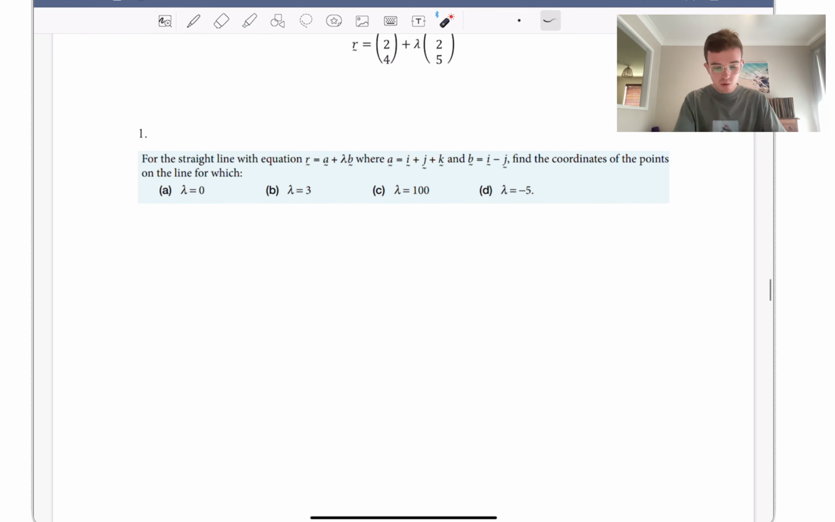So our first example: we've got the straight line with vector equation r is equal to a plus lambda b, where a is i + j + k and b is i minus j. Find the coordinates of the points for which, first of all, lambda is equal to 0.